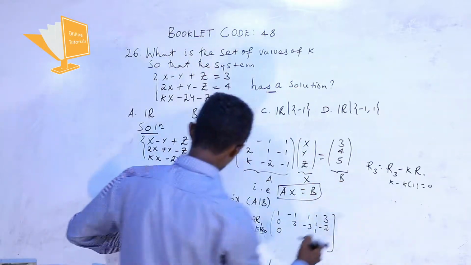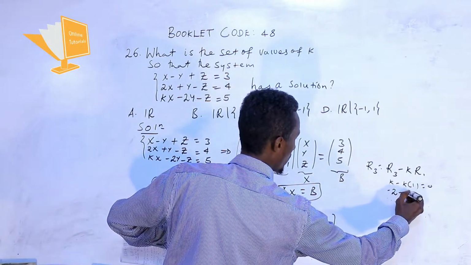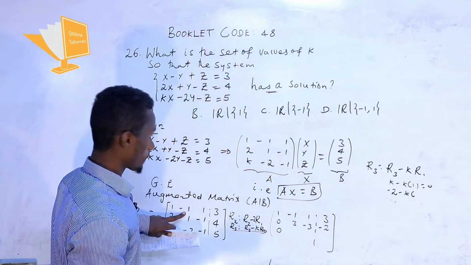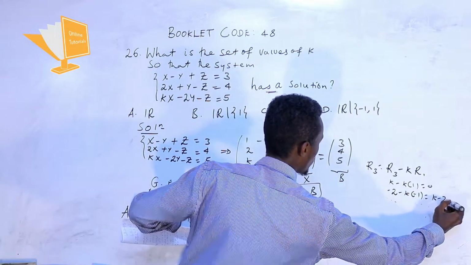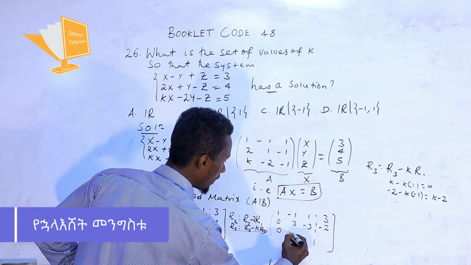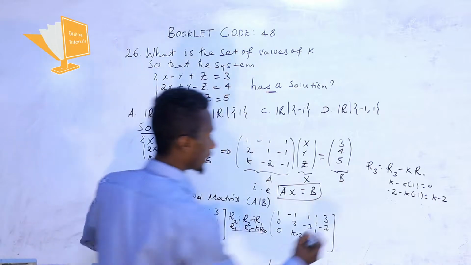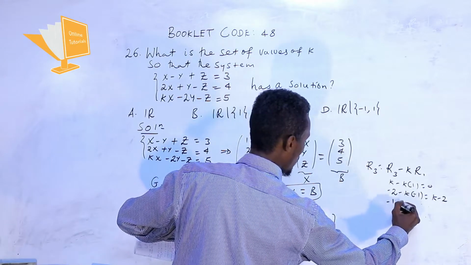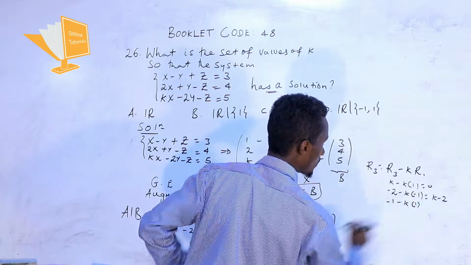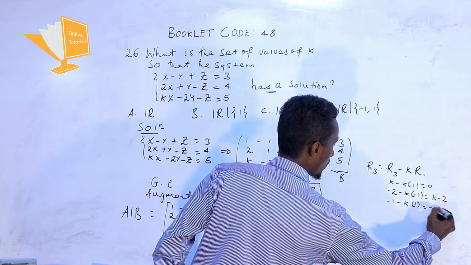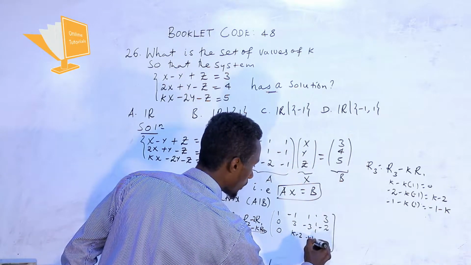Next we need to say -2 as the third row entry: -2 minus K into the entry in R1, meaning that's -1. The result becomes K minus 2. So here we write K minus 2. To find this entry we use -1, then minus K into the entries in R1, which means 1. Now -1 minus K, so this entry becomes -1 minus K.